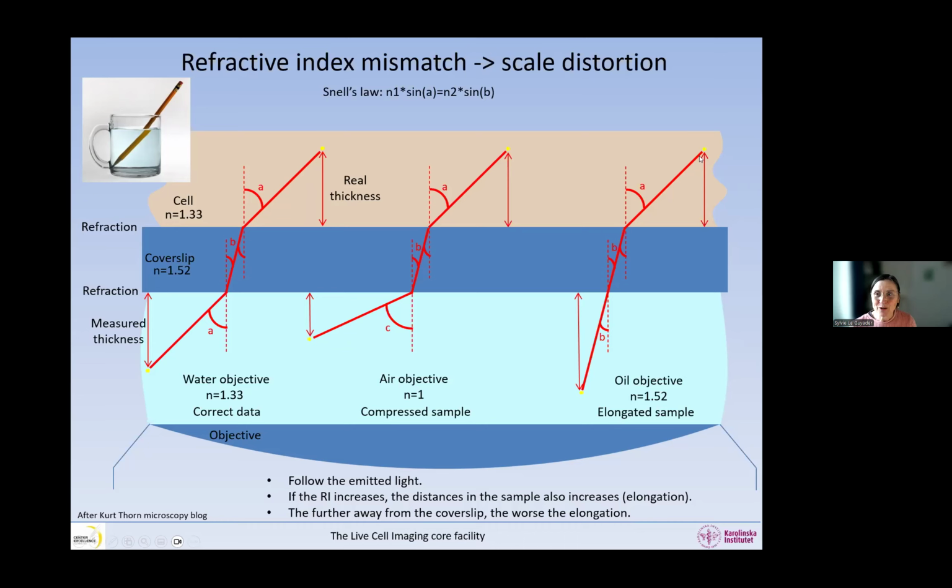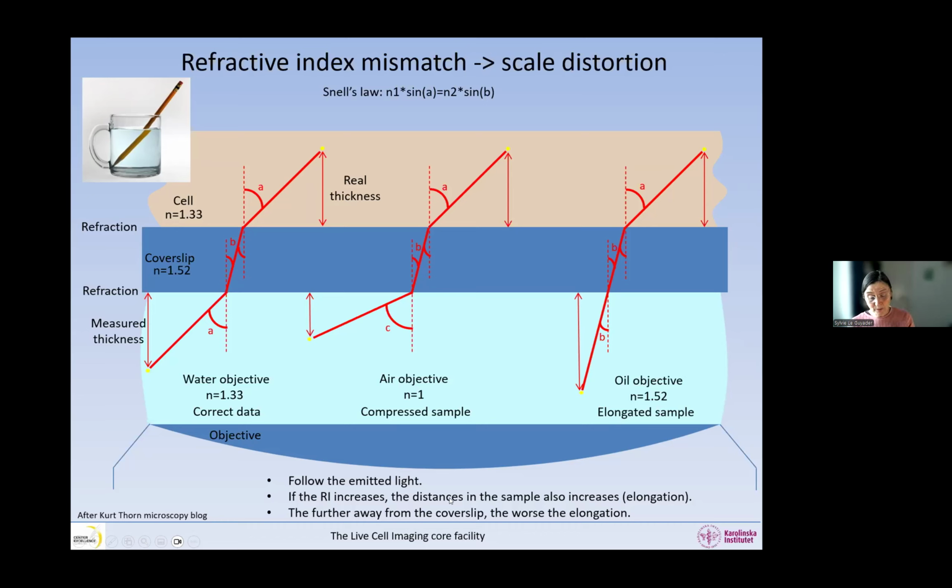So how do you know if it's going to be elongated or shrunk? It's quite easy. You follow the emitted light path, and if the refractive index increases, then the distances will also increase, so there is an elongation. Here we have 1.33, and here we have 1.52. So the refractive index increases along the emitted light, and therefore we have an elongation. If the refractive index decreases, then we shrink. That's the way to remember it, but it doesn't really matter.